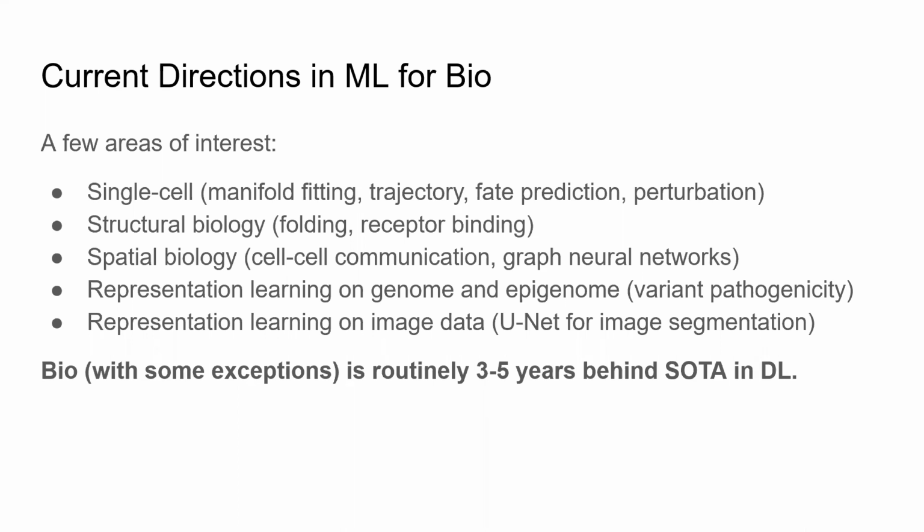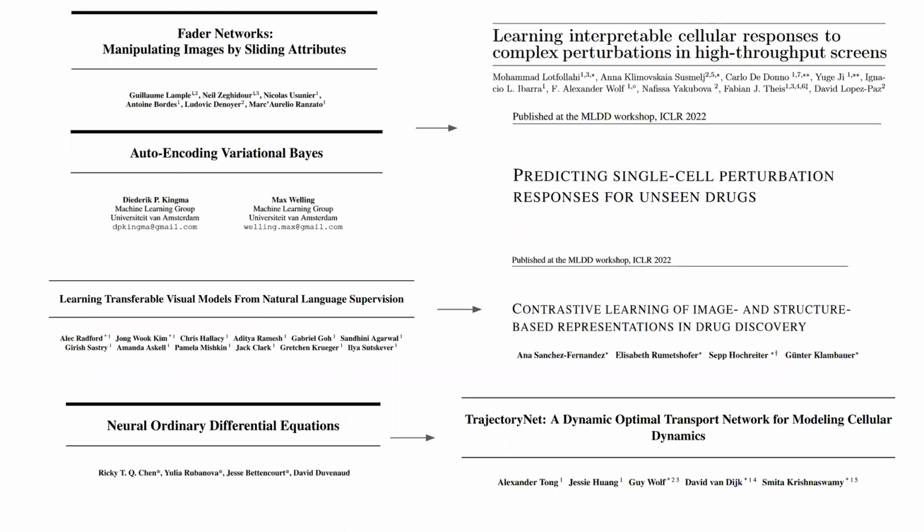Quite interesting. The point I want to make, though, is that biology tends to lag the state of the art in machine learning by roughly 3 to 5 years. That seems to be the case. To give a couple of examples, I'll give you some references to check out. If you check out Fabian Theis's lab, he's doing great work on modeling single cell perturbational biology. Some really cool papers over the past year or two.